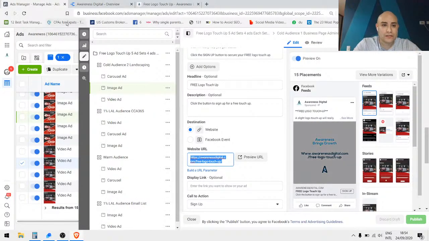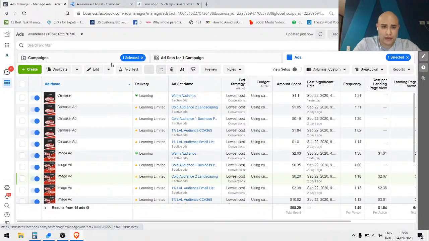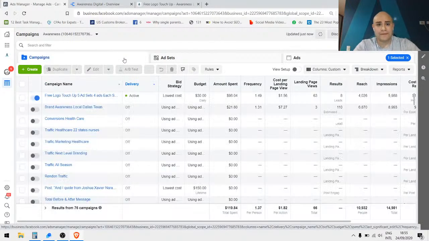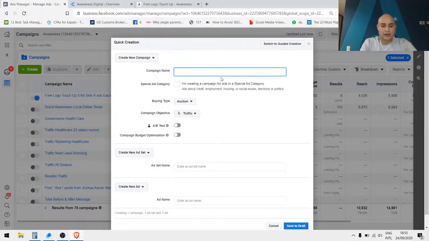So let's close this out, and let's close that out. I'm just going to campaign, and we're just going to create a test campaign, right? So let's say it's CBO campaign example.